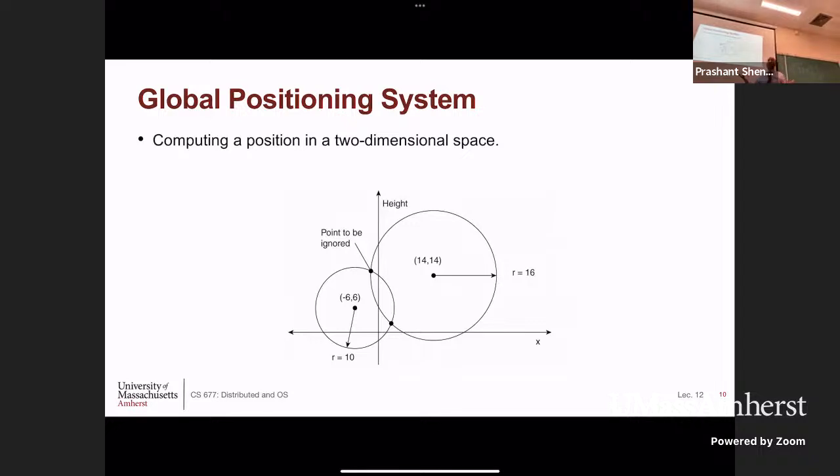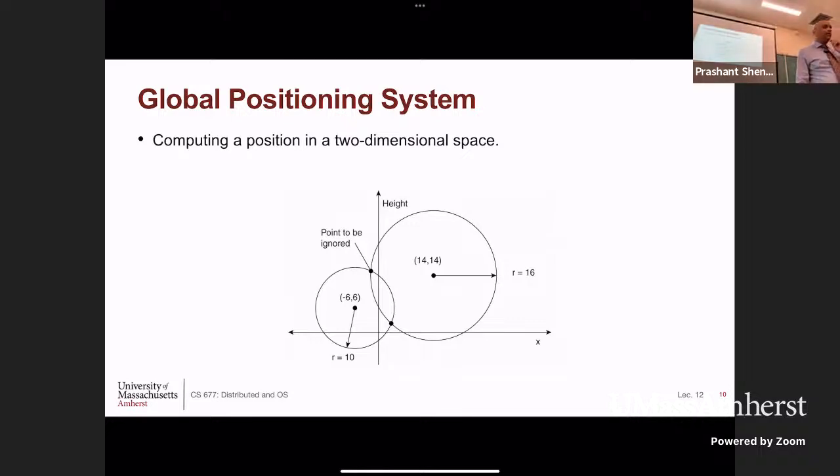Okay? But let's try to understand the concepts. This requires some very basic geometry background, which is all really high school background, so you'll all understand what I'm trying to say here. But we need to figure out how GPS works. So here is basically the basic idea.